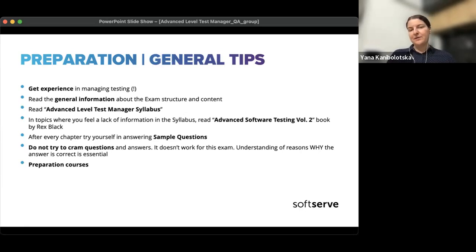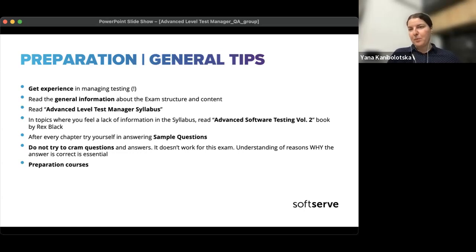Then read the advanced level test manager syllabus. It's short. There are not many details there, but it might be enough. From my experience, I read only the syllabus. I didn't read the whole book from the next point. But if you feel that something is not really clear, or you feel like you need more information and more details, then it's really a good idea to go and find the advanced level testing volume 2 book.